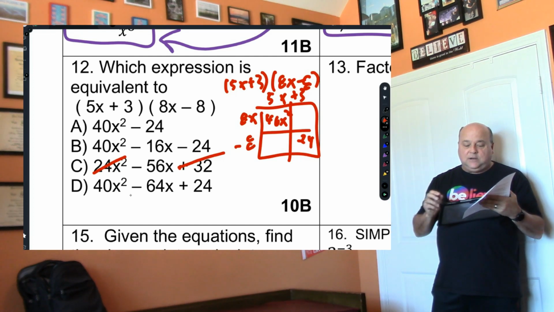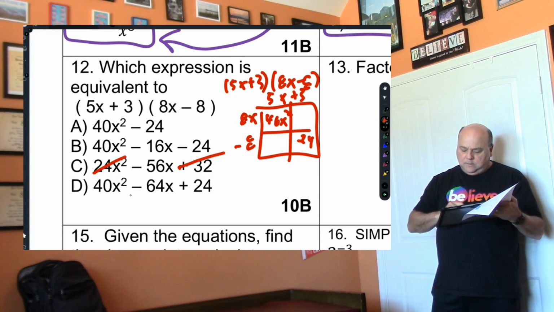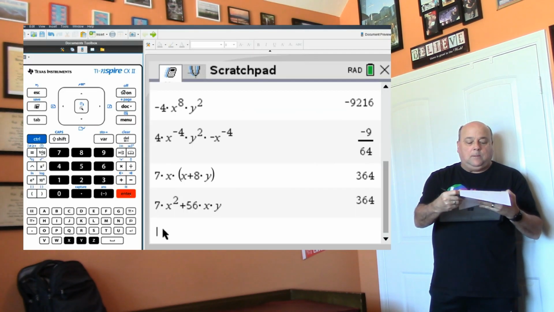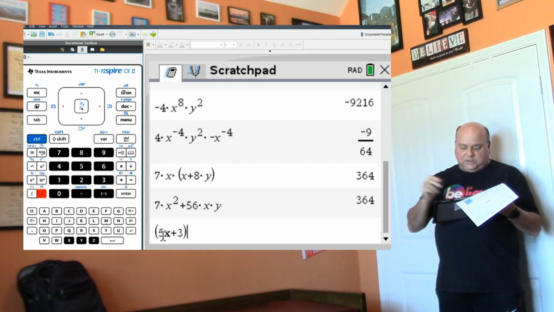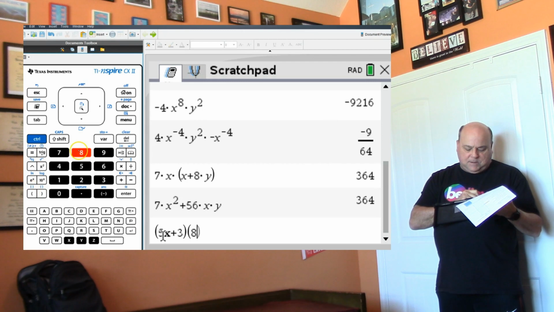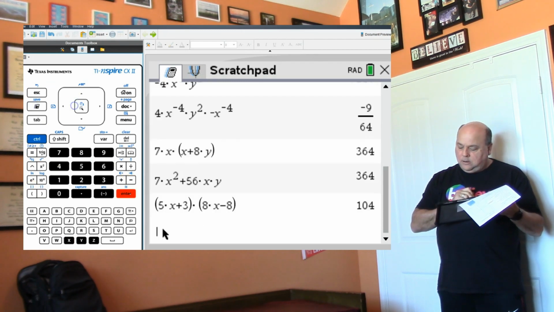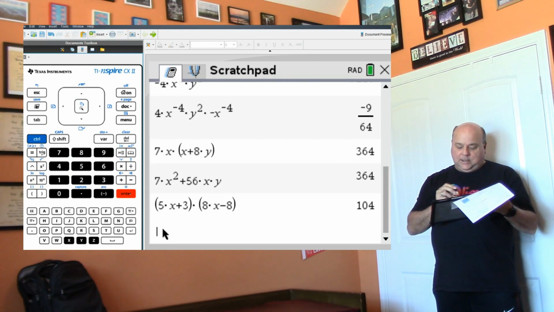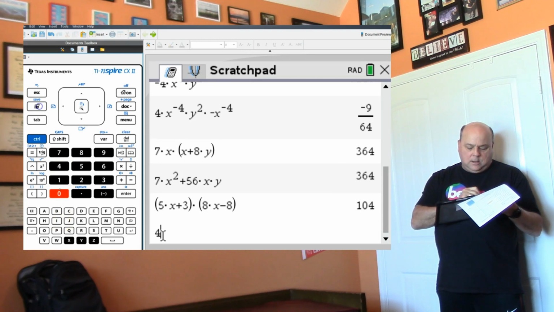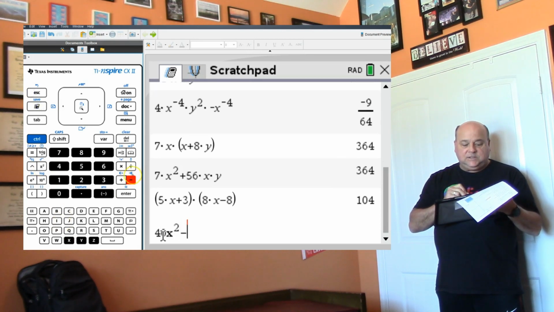Okay, so we're going to type this into the calculator. So we're going to go to the calculator, and we're going to type in the problem, which is 5 parentheses, 5x plus 3. Notice I'm still using x, so it still has x stored as 2. And then another parentheses, 8x minus 8. Then hit enter, and I get 104. Let's try letter D. Okay, I got a feeling about letter D. So we're going to type in letter D. 40, and then x squared minus 64x, and then plus 20, plus 24.